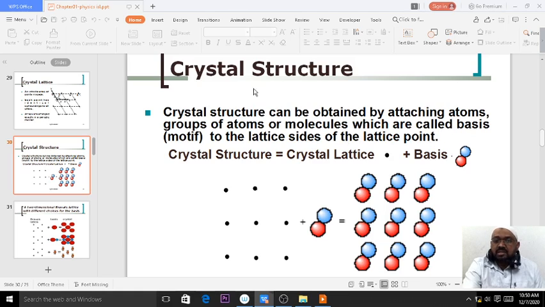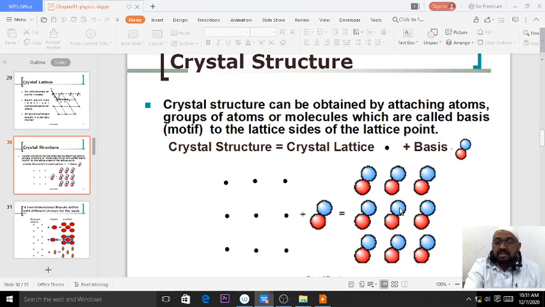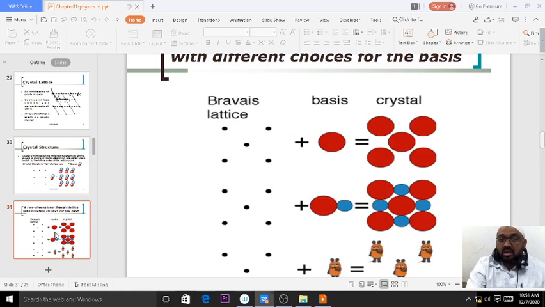So this is a general definition of crystal structure. Crystal structure can be obtained by associating atoms, molecules or ions with the crystal lattice. When you associate this crystal lattice with the constituent particles, whatever pattern you obtain, we call that pattern the basis. Let us go to the next one.